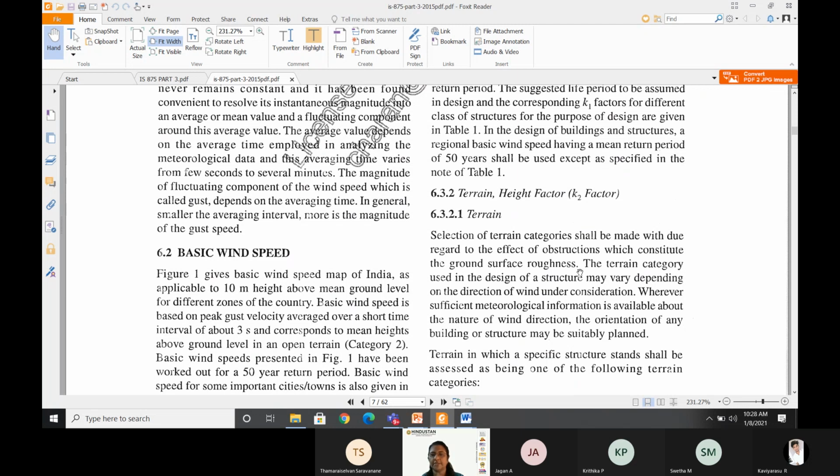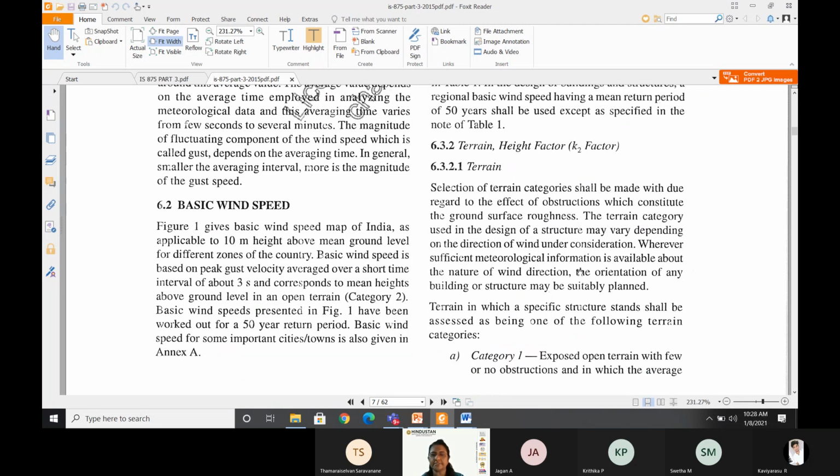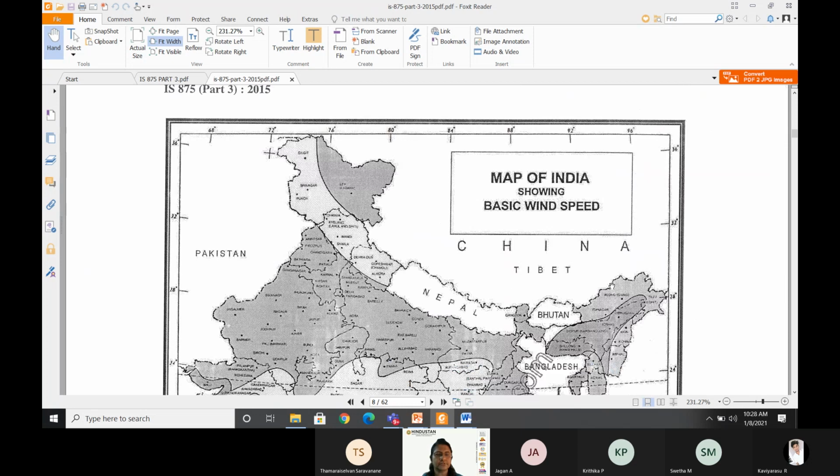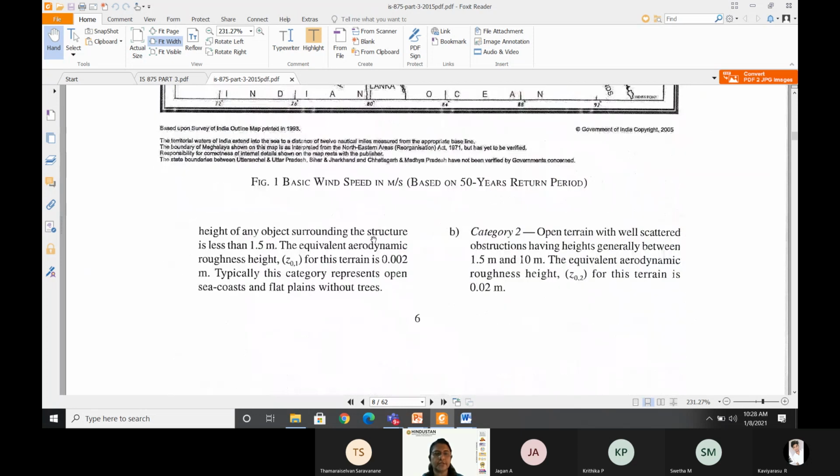Suppose you are going to construct a building on a seashore, where there are no other buildings existing there, it is a standalone structure, or there are very few obstructions, very few low-rise structures. That is another type of terrain. Similarly, the terrain can be categorized. Four terrain categories are given in the code. The first is category 1. Terrain category 1 is an exposed open terrain with few or no obstructions, in which the average height of any object surrounding the structure is less than 1.5 meter.